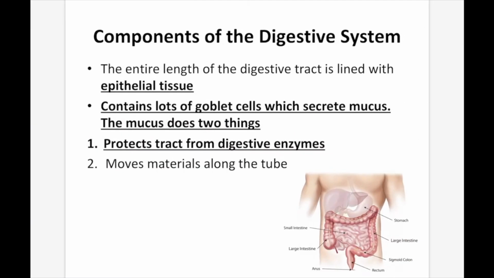The entire length of the digestive system is lined with epithelial tissue. That's like our skin tissue. It contains lots of goblet cells, which secrete a mucus. The mucus does two very important things. Number one, it protects the entire tract from the digestive enzymes. So we have these enzymes floating around breaking up the food, and if we didn't have this mucus, it would actually break up our digestive tract as well. And it's going to help move the materials along the tube.